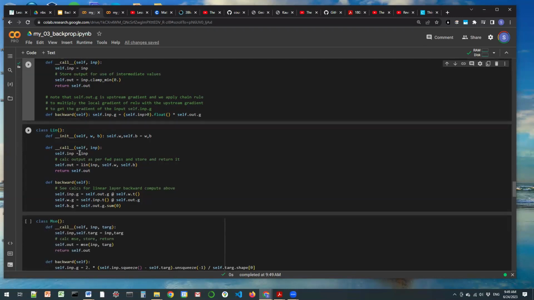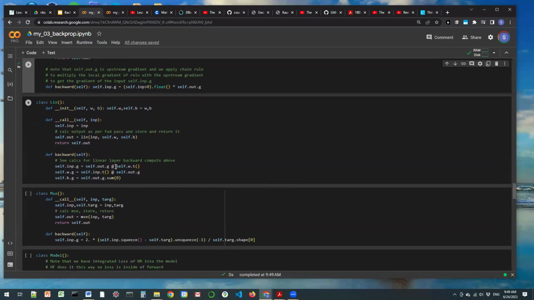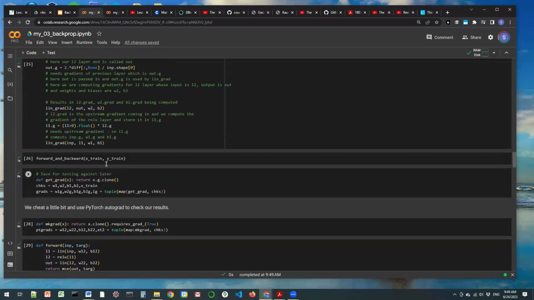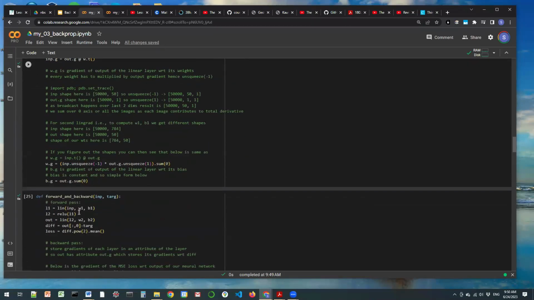Similarly, we write the linear layers as a class. We have the weight and bias, the input. The output is a linear of input and then the weight and the bias. Return the output. Here's the additional method we have introduced, backward. So what happens? Remember, you go back and check: self.input.g is self.out.g times self.w.transpose. Now self.out.g is the upstream gradient that's coming into you, stored in the attribute of self.out.